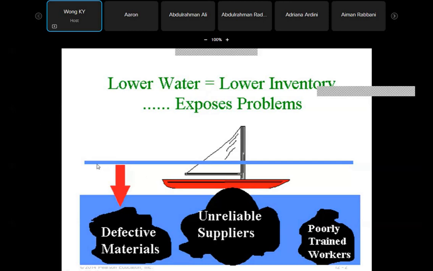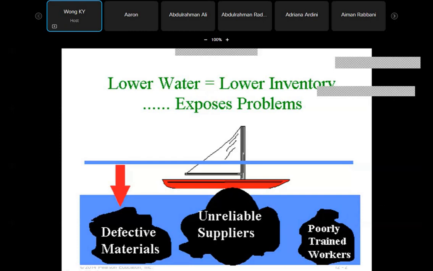So in this case, the sea level is actually the inventory level. The sea level is equivalent to the inventory level, and all the rocks below the sea are actually the problems. Okay, the problems in a manufacturing company, such as defective materials, unreliable suppliers, poorly trained workers, and so forth.